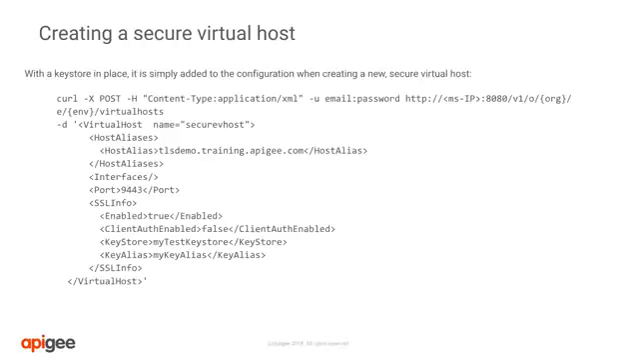With a key store in place, it is simply added to the configuration when creating a new secure virtual host. Another Management API call is made, and looking at the XML payload, we can see that we're creating a new virtual host. The virtual host will answer on https tlsdemo.training.apigee.com. The listen port has been set to 9443, SSL has been enabled, and the key store has been set to mytestkeystore. The alias has been set to mykeyalias. At this point, the virtual host will be created and the new configurations pushed out to the Edge routers.